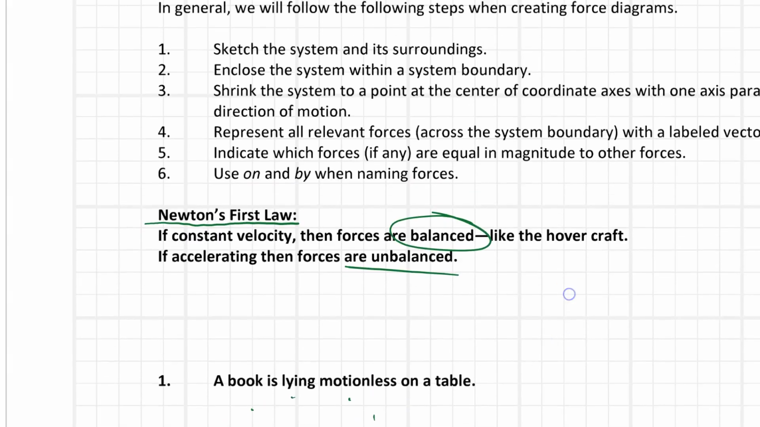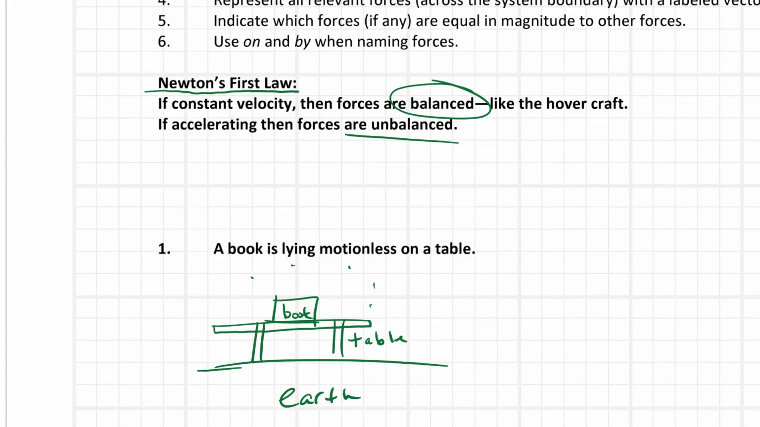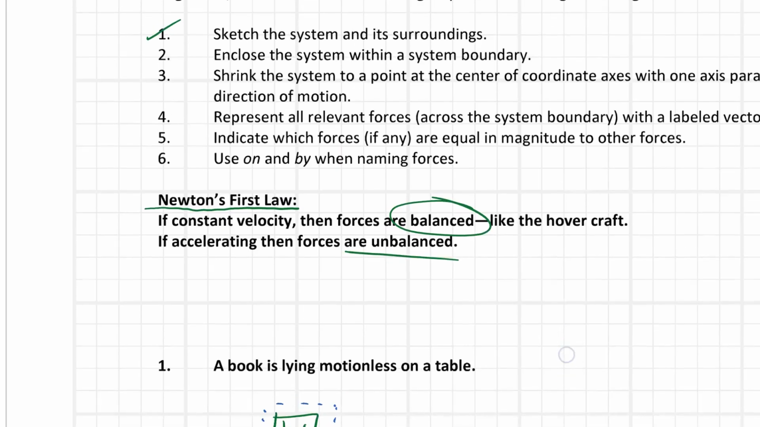So if we look at this, first of all, it says sketch the system and its surroundings. Yeah, we've definitely done that. Enclose the system with a system boundary. So here I'm going to try to narrow this down to what's actually involved in this situation. We want to draw the forces acting on the book. We're not worried about the forces acting on the table. We want to only do the forces acting on the book. So here, I'll get rid of the air. So I put a box around the book. Okay, so I've done that.